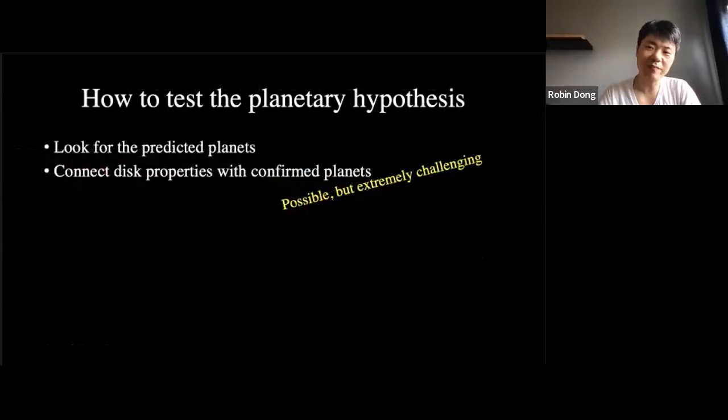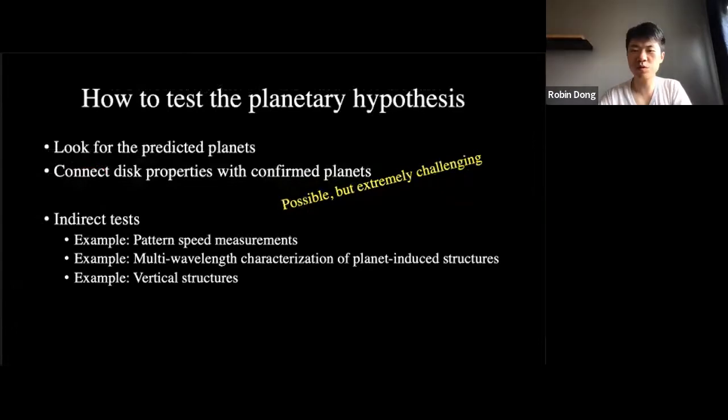Cases like PDS 70 and CI Tau are nice, however, they're quite rare. Therefore, to answer this question, are structures produced by planets, we need to develop indirect avenues to test the hypothesis without finding the planets themselves. So next, I'm going to introduce a few recent developments on this topic.